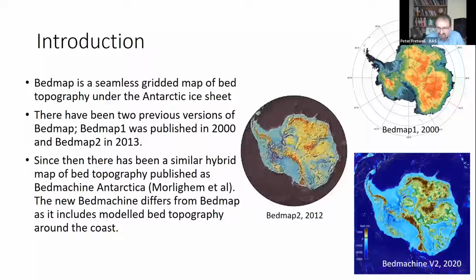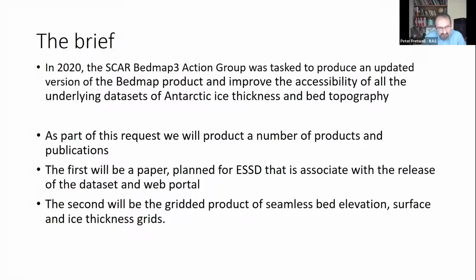BedMap 3 will be very similar in its scope to BedMap 2. Our remit really is as a SCAR group to produce an updated version of BedMap using all the community data we could find, but also critically, the community wanted to make all of that data standardized and available to all of the modeling community, well, to all of the community really. So a big part of BedMap 3 isn't just making the grids, it's also standardizing the data and making it available in a seamless way to the community.